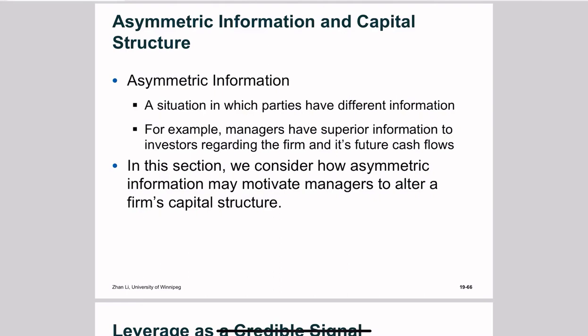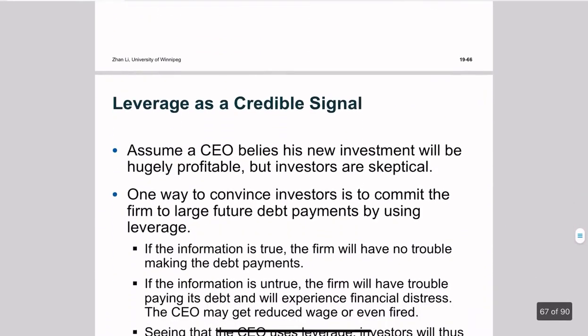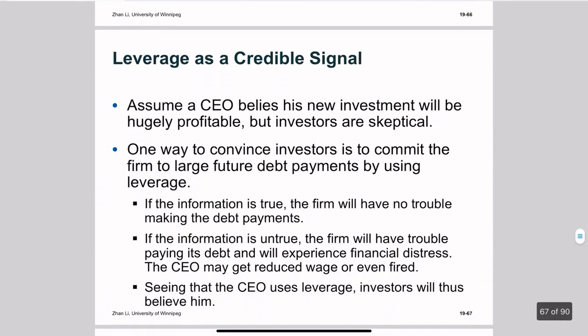So here we want to understand how this asymmetric information will actually motivate managers to change a firm's capital structure. The first theory we will learn is leverage as a signal. In economics, this is called signaling theory.